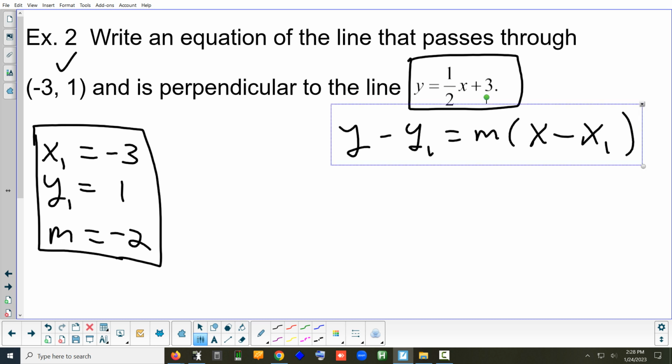Okay. Start with Y. What happens to Y? Yeah, stays the same. How about Y1? What are we going to fill in for Y1? Yeah? 1. Equals. M. What are we going to fill in for M? -2. Parenthesis. What happens to the X?